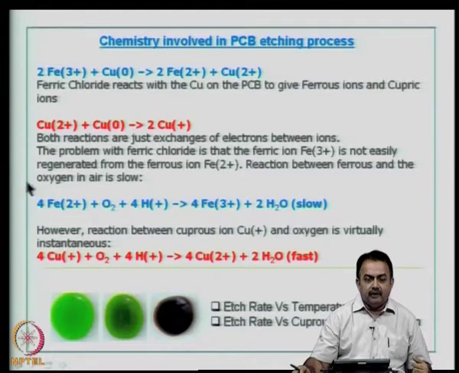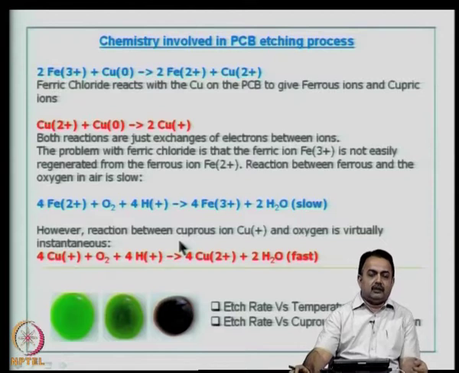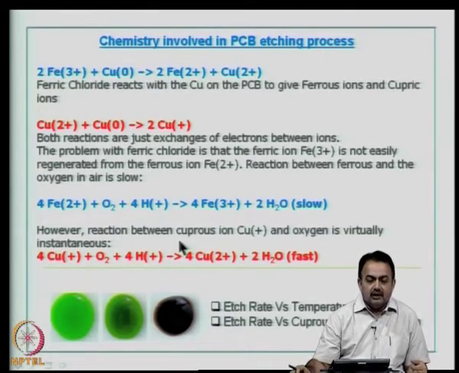That is why ferric chloride is very difficult to regenerate, whereas in the case of cupric chloride the reaction between Cu+ and oxygen is virtually instantaneous and you get back Cu2+ very fast. So, the regeneration of cupric chloride is well understood compared to the complex FeCl3, that is ferric chloride.